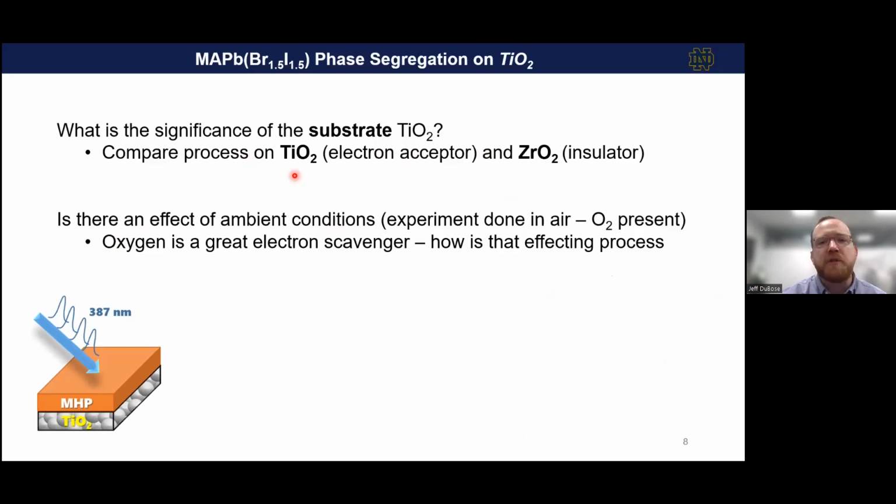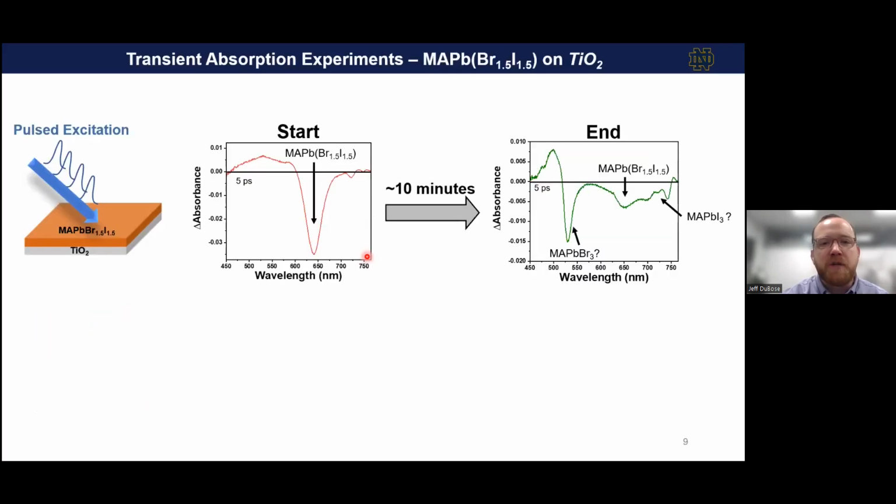It's an electron acceptor, so we should compare something that's more insulating, something that's not going to have this electron injection phenomenon. And then the other thing that we had to realize was, we're also doing these experiments just in ambient conditions, in air, which has oxygen. Oxygen, of course, is a very, very good electron scavenger. So we have to look at these two different aspects of this process to deconvolute what's happening in this particular experiment.